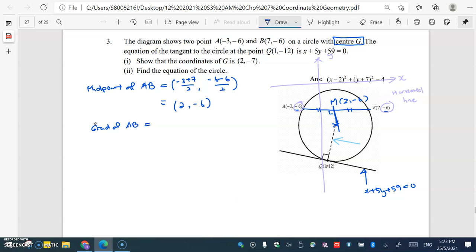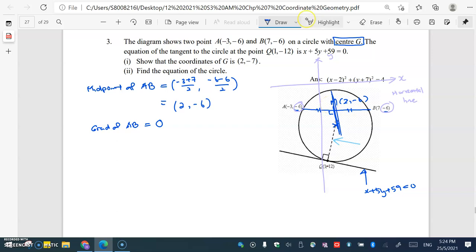We know that there is no change in y because the change in y is 0, so the gradient is actually 0. Then what is the gradient of the perpendicular line? You can use negative 1 over the gradient of AB in this case. Then isn't it negative 1 over 0? Can a gradient be negative 1 divided by 0? The answer is no.